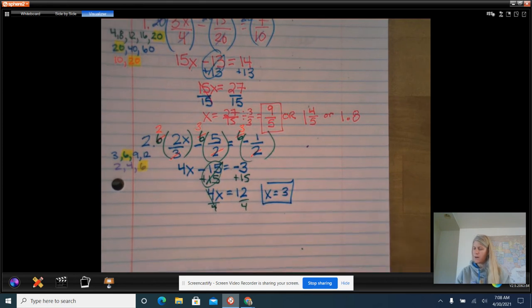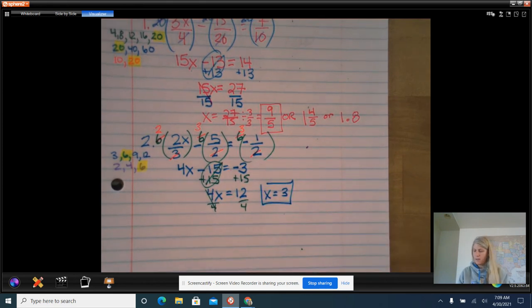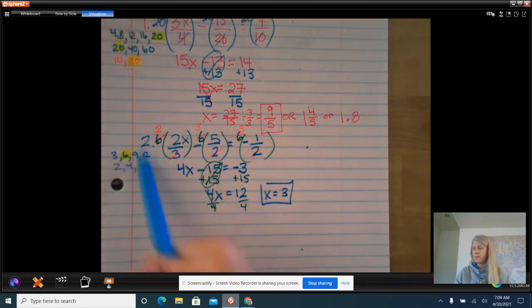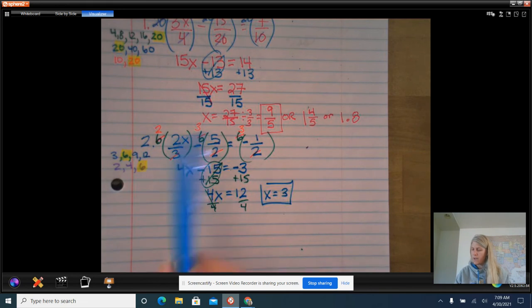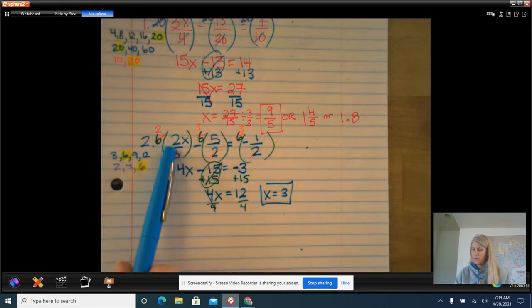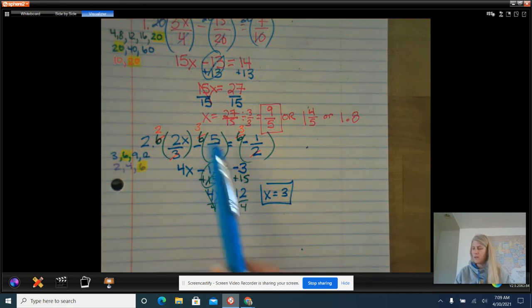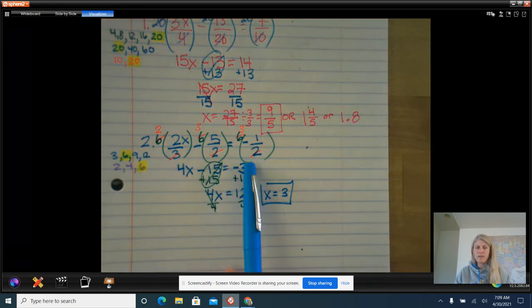So once again, we can check our answer by plugging that 3 into our equation for x, and then doing all of the math and making sure it's equal to negative 1/2. So we have 6/3, which is 2, and 2 minus 5/2 is 2.5. 2 minus 2.5 is indeed negative 1/2, so we know that we got our correct answer.